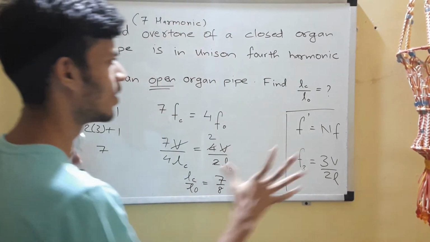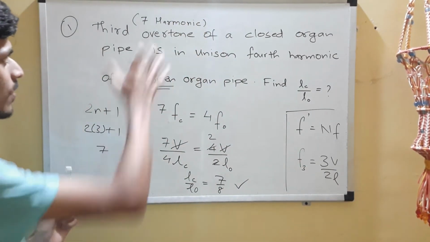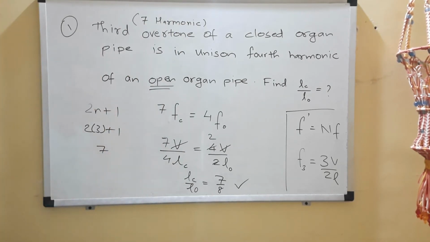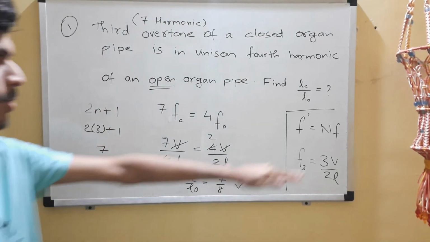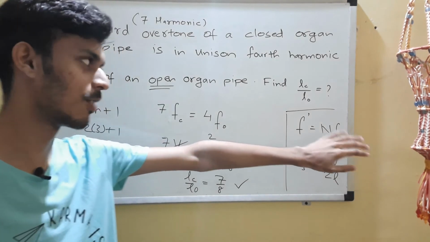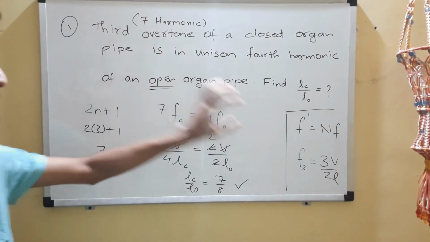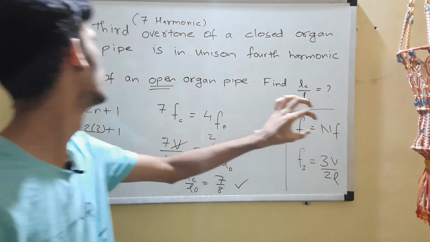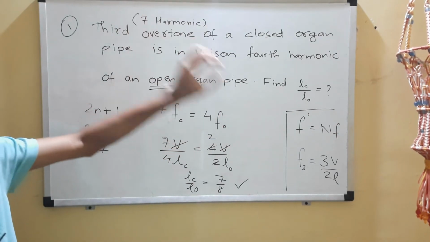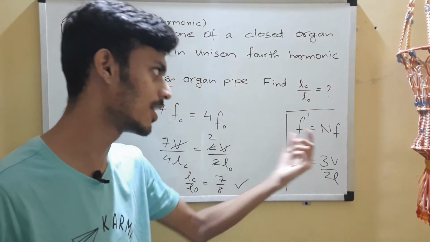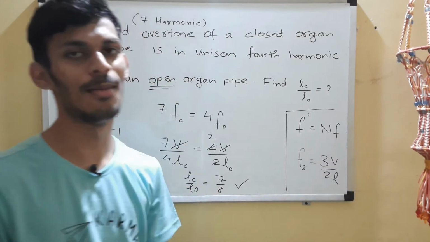I hope this was very easy to understand. We just decoded what this third overtone means. We use this formula n times f. So third overtone frequency equals third overtone, or seventh harmonic frequency equals 7 times the fundamental frequency.